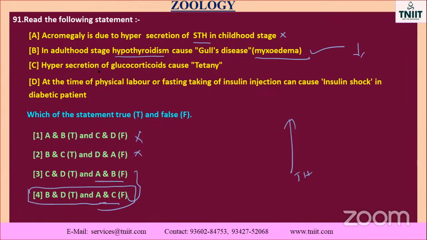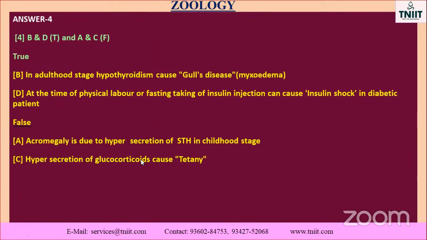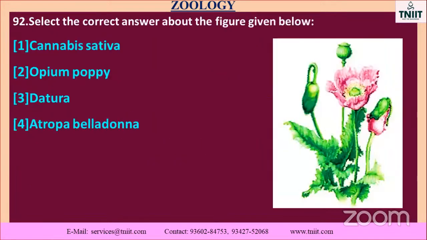Okay. And then, hypersecretion of glucocorticoid causes tetany. No, glucocorticoid is not the right answer. C. So A and C are the wrong answers. And B and D you already know, those are also correct. Go to the next one. See this one. Okay.